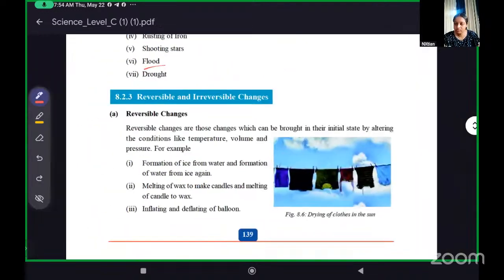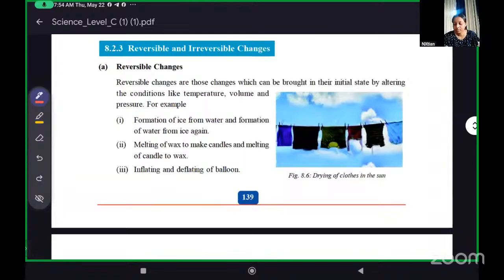Then we have the reversible and irreversible changes. Now, reversible changes are those changes which we can bring back to the initial state by altering the conditions such as temperature, volume, and pressure. When we change these conditions, the change that took place will be reversed and we go back to its initial state. So those changes we say are reversible changes.